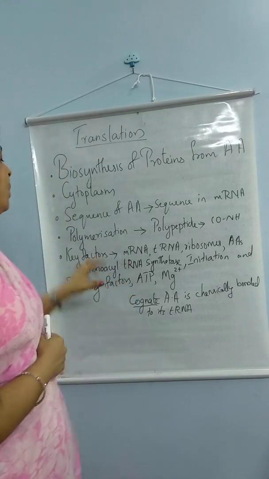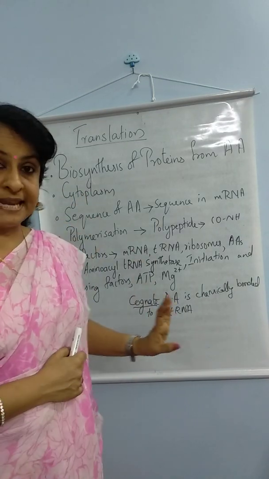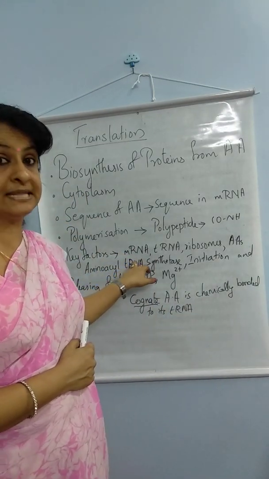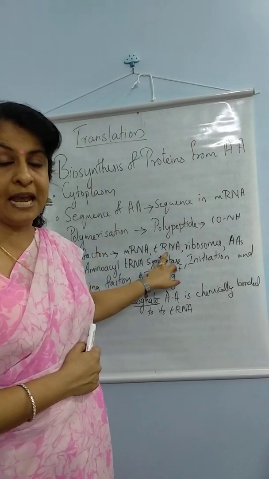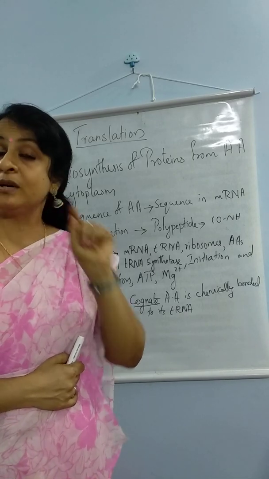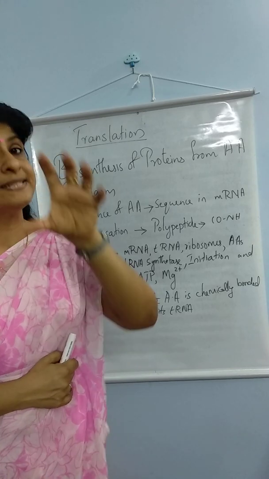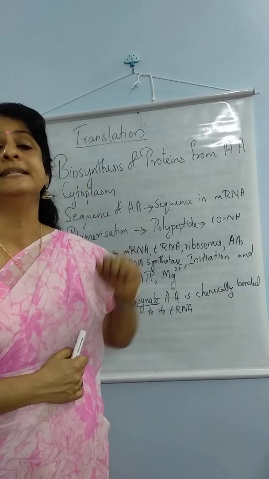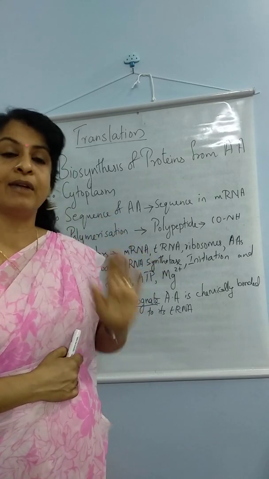Okay. Now, what are the key factors needed for translation? So, for translation, mRNA is needed because it contains the message. tRNA is needed. What's the role of tRNA? It reads and identifies the amino acid. It reads the codon in the mRNA and identifies the amino acid. It binds to the amino acid and brings it to the site of protein synthesis, that is in the cytoplasm, that is in the ribosomes.